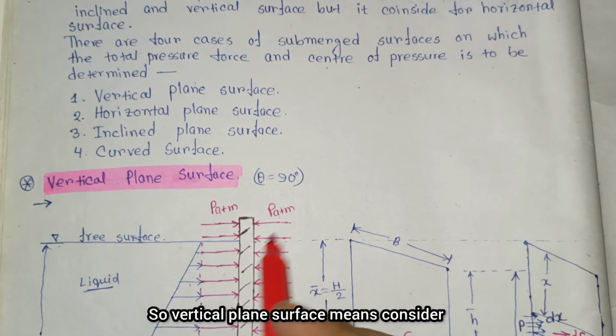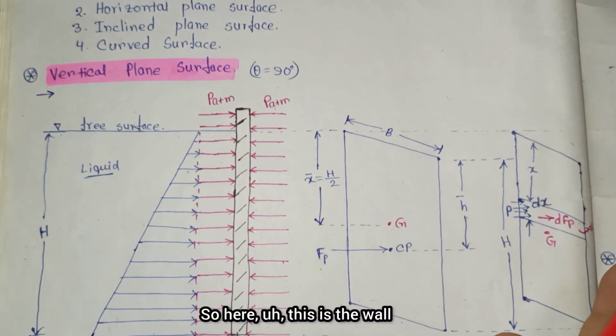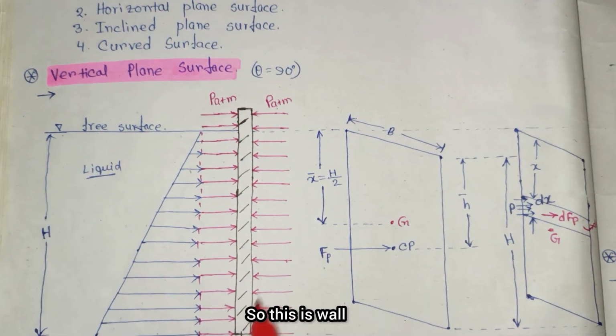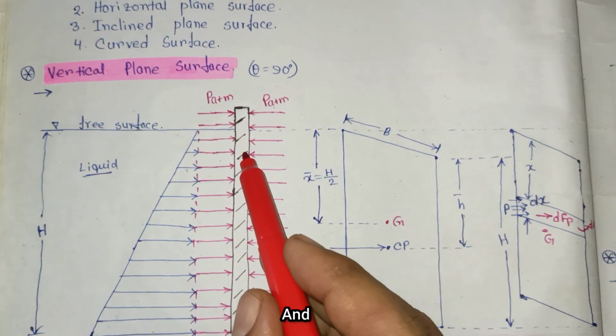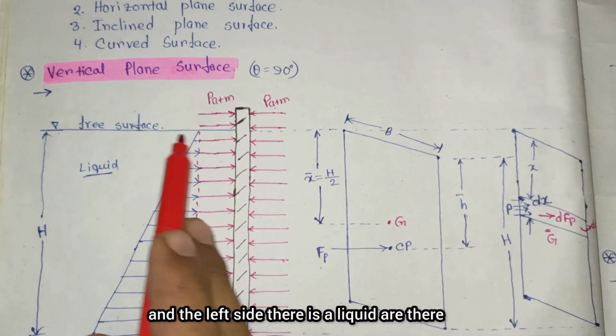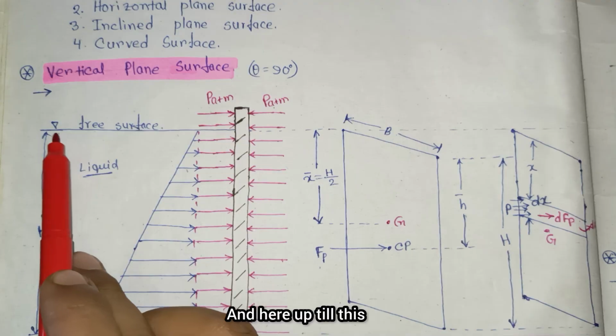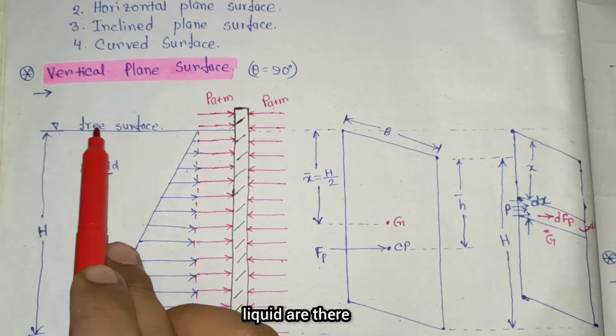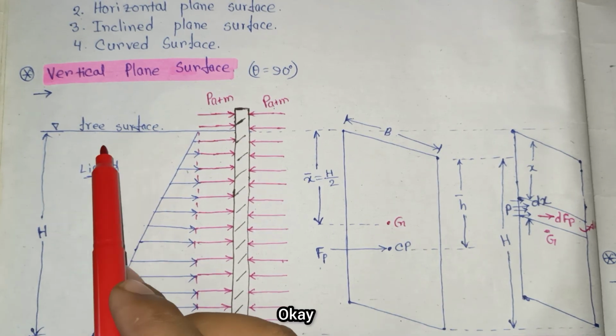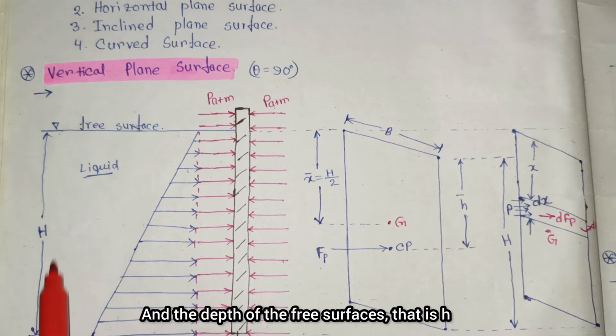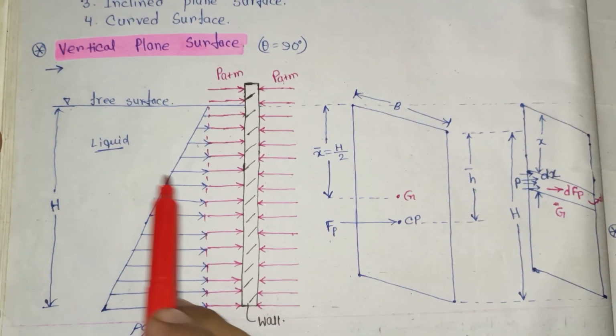Vertical plane surface means, consider this is the wall here, the black one. On the right side there is no fluid, and on the left side there is a liquid. It may be any fluid or any liquid. Up to here there is liquid, and this is known as the free surface. The depth of the free surface is h, and there is a liquid.